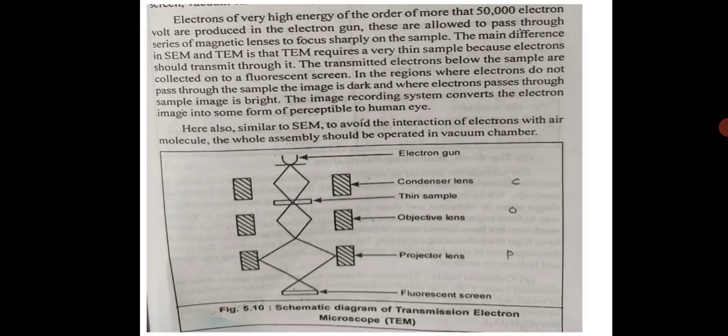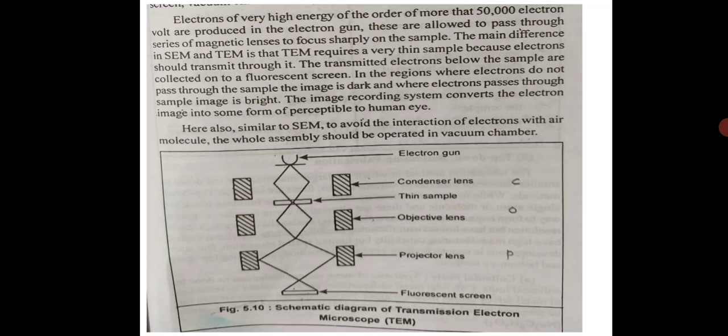Electrons of very high energy, of the order of 50,000 electron volt, are produced in the electron gun. These are allowed to pass through a series of magnetic lenses to focus sharply on the sample. The main difference between SEM and TEM, that is, scanning electron microscopy and transmission electron microscopy, is that TEM requires a very thin sample because electrons should transmit through it. The transmitted electrons below the sample are collected on the fluorescent screen.